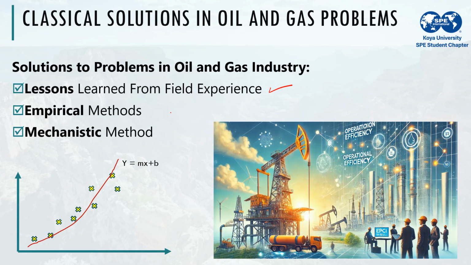And one of the infamous empirical relationships that the oil and gas industry is built on top of is called the Darcy equation. So the Darcy equation is this equation: flow rate equals permeability multiplied by area, dP over dl, divided by viscosity. And of course, there is an extended version of this equation. This equation was by Henry Darcy, and it is considered an empirical equation.